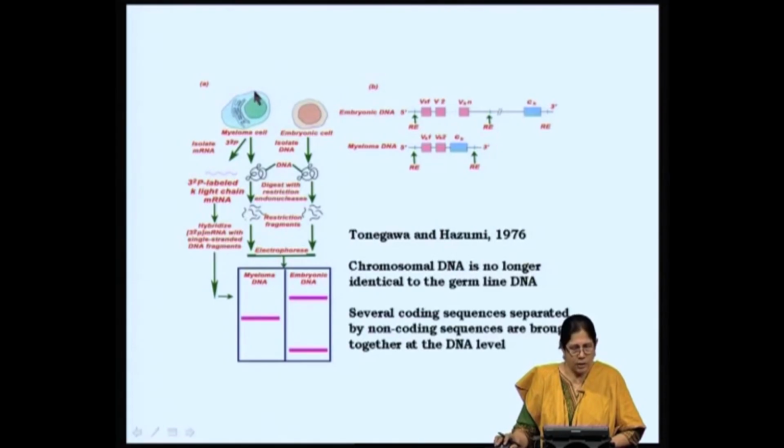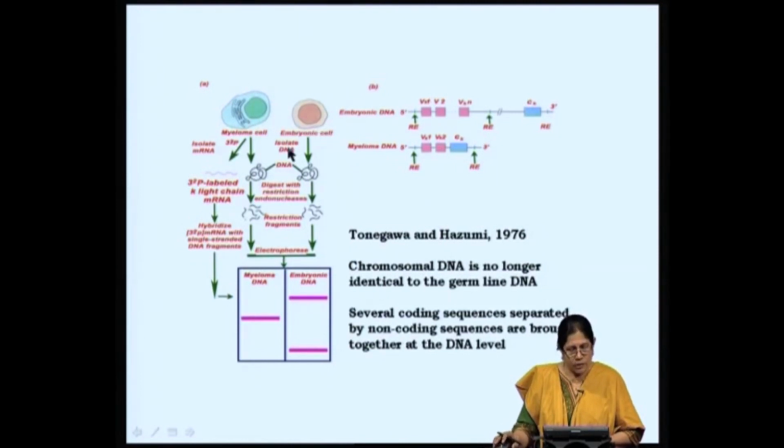Now, what they did was they have taken DNA from embryonic cells, which now represents the germline. They have then taken a myeloma cell. What is a myeloma? It is a cancer of the plasma cell. Plasma cells, just to make you remember, are the end stage cell of a B cell. They produce antibodies, and as you can see from the picture, the plasma cell has a very well developed endoplasmic reticulum. So, now they have taken the DNA from the myeloma cell as well as DNA from the embryonic cell.